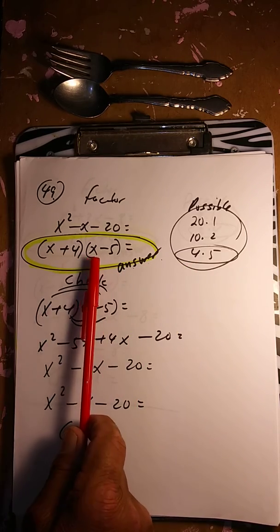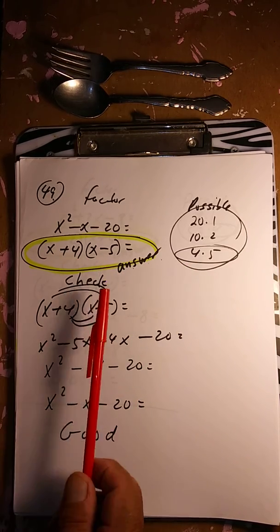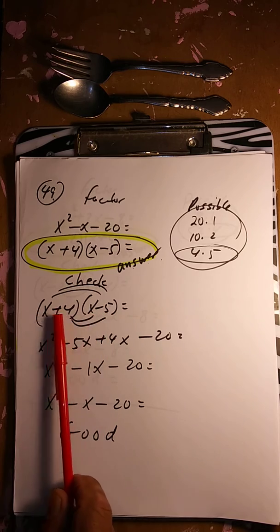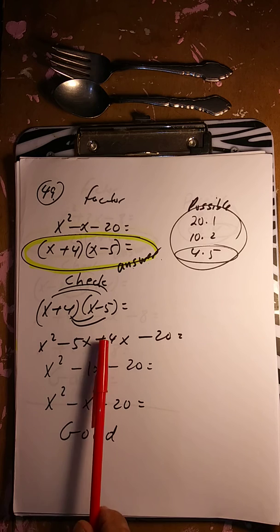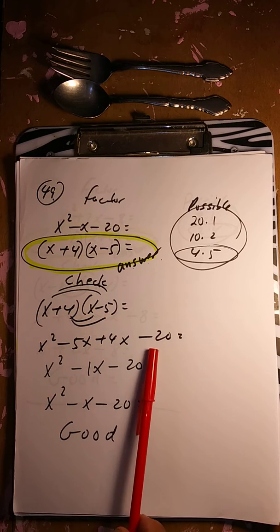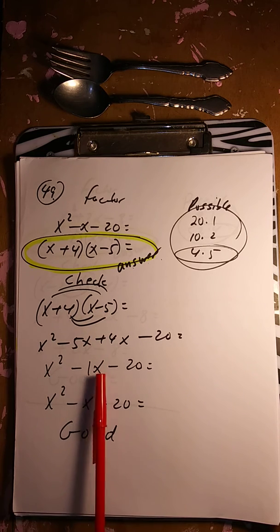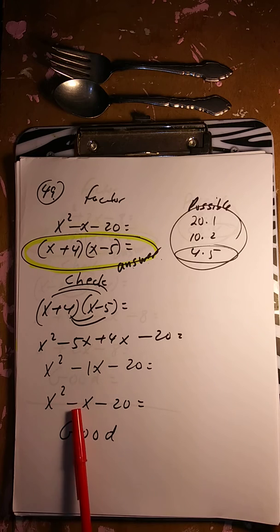x plus 4, x minus 5. Does that work? Let's check it. There it is. X times x is x squared. X times that is negative 5x. That times that is 4x. And that times that is negative 20. X squared minus 1x minus 20. X squared minus x minus 20.